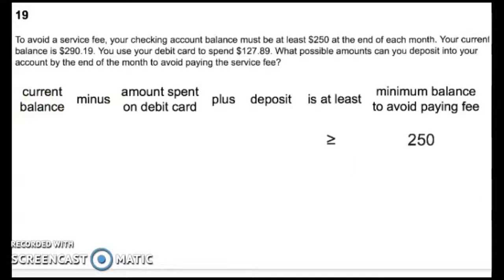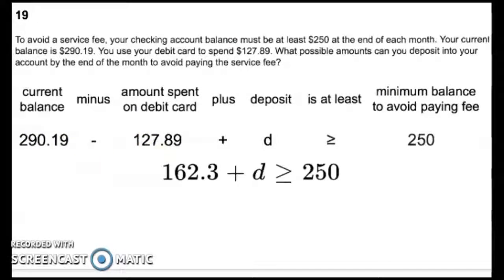My current balance is $290.19, so that minus the amount spent on the debit card, which is $127.89, plus D, which we don't know what D is yet, that's what we're looking for, would be greater than or equal to $250. So that would be my inequality I have to solve. So start by subtracting the amount I spent from my current balance, and I have $162.03 plus D is greater than or equal to $250.